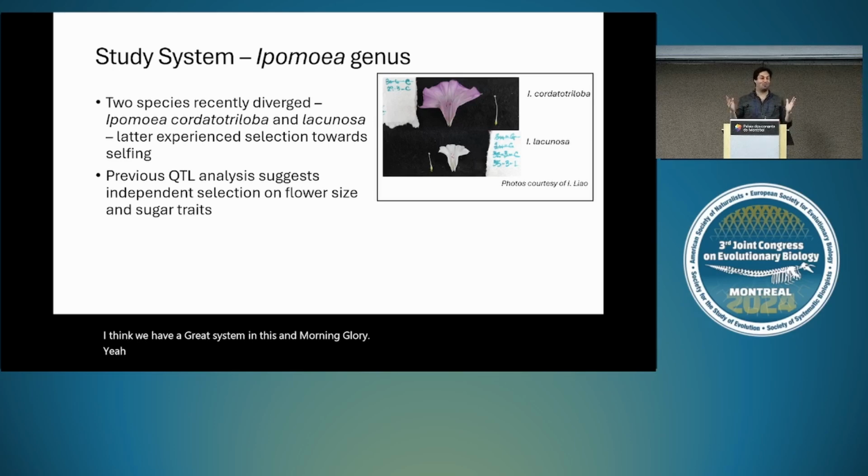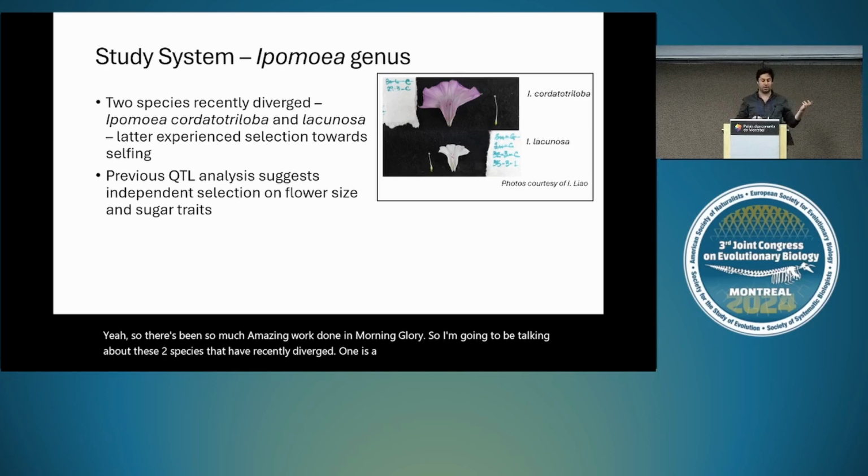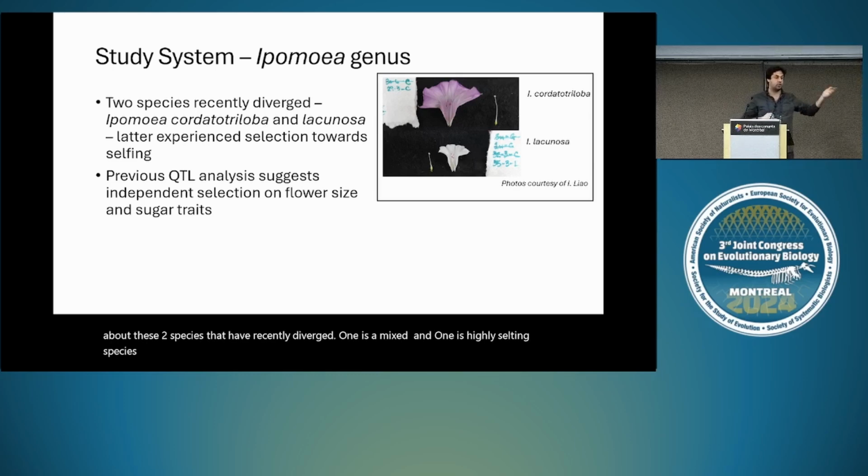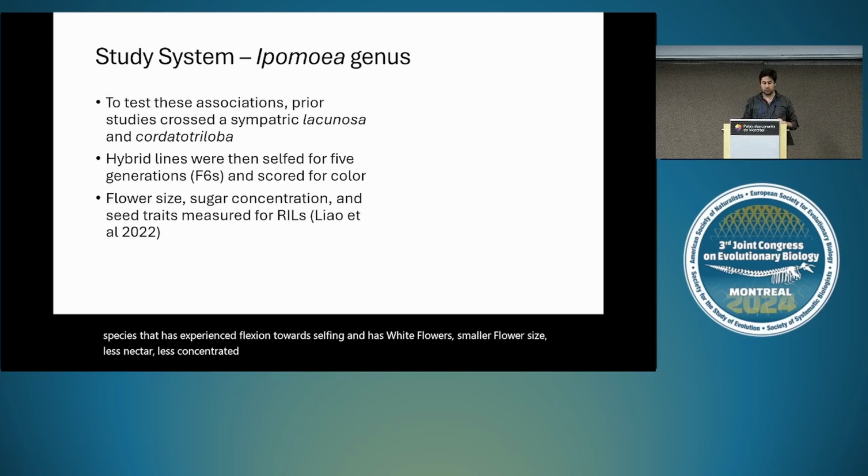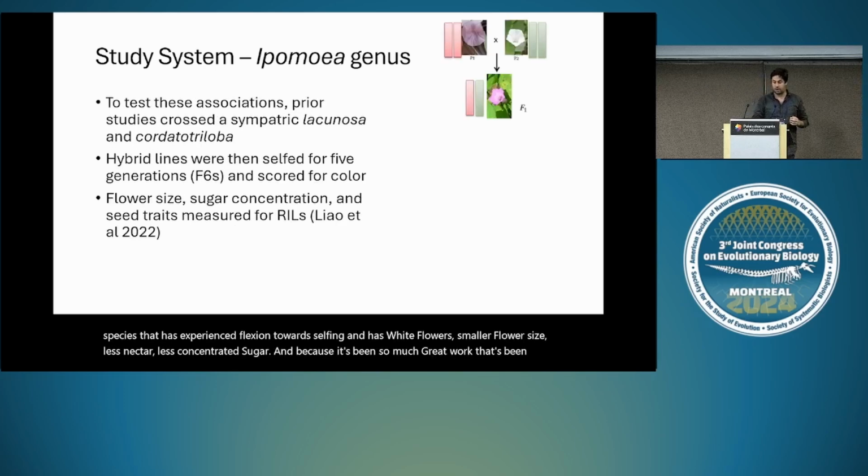There's been so much amazing work done in Morning Glory. So I'm going to be talking about these two species that have recently diverged. One is a mixed mater, and one is a highly selfing species that has experienced selection towards selfing. It has white flowers, smaller flower size, less nectar, and less concentrated sugar. And because there's been so much great work done in the system, we have a lot of really great tools to use, including recombinant inbred lines.